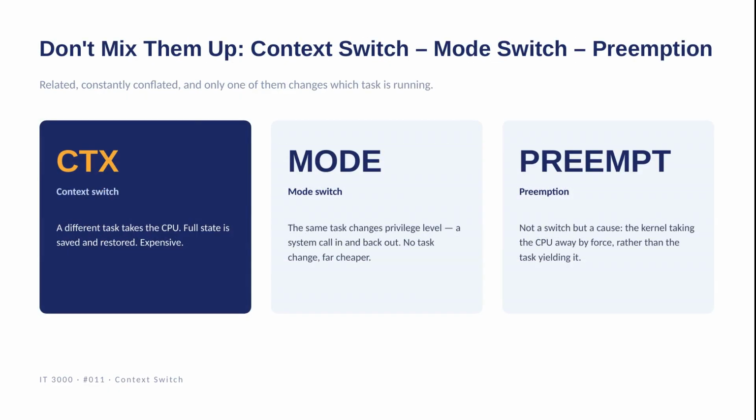Before we go further, 3 terms worth untangling, because they get mixed up constantly. A context switch is what we've been discussing. A different task takes the CPU, full state saved and restored, and it's expensive. A mode switch is the same task briefly crossing into the kernel for a system call and back. No task change, far cheaper. And preemption isn't a switch at all. It's the cause. The kernel taking the CPU by force rather than the task politely handing it over.